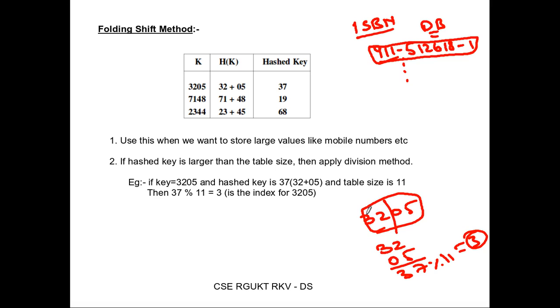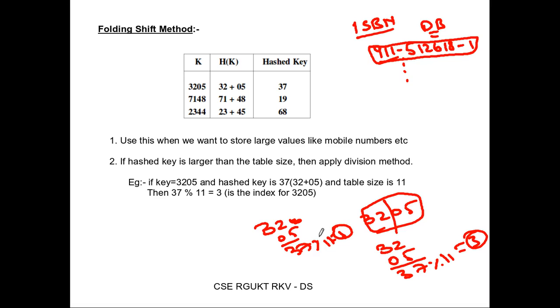So we know that we have divided them at 2 digits, so we also do the same thing. So we get 37 mod 11, which is 3. So we go to that index 3 and we retrieve the value for us. So usually this is used for storing huge numbers.